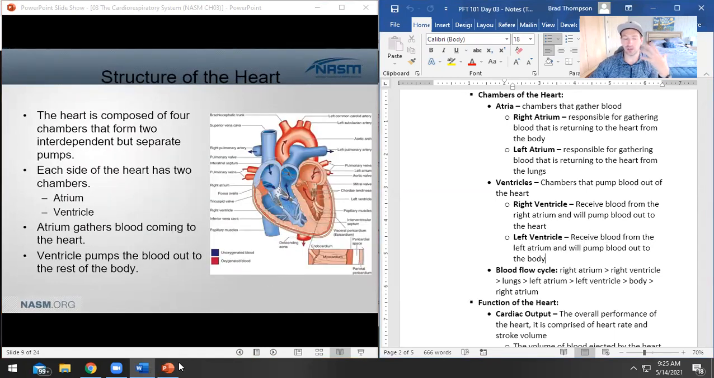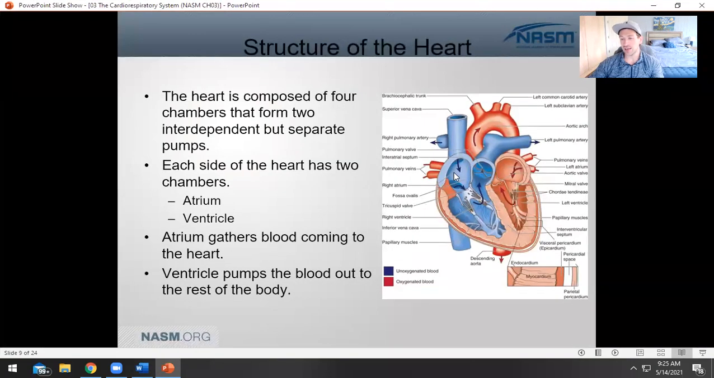So when you think about what these chambers are doing, let's say we look at a brand new red blood cell, not a red blood cell that has already made its trips. We'll say it's the very first time this red blood cell's ever made it to the heart. It is going to go into the right atrium and get gathered, drop into the right ventricle where it will get pumped to the lungs for the very first time.